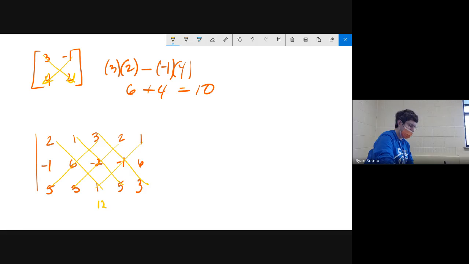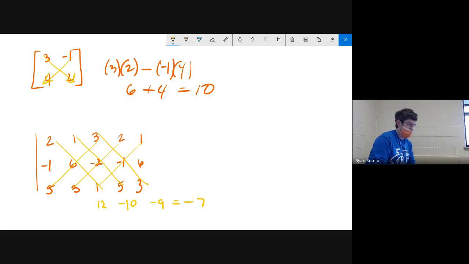1 times -2 times 5: negative 10. Good. And then 3 times negative 1 times 3: -9. Good. So those all get added up. That's negative 19, so you've got -7 plus 12, negative 7. Yeah.